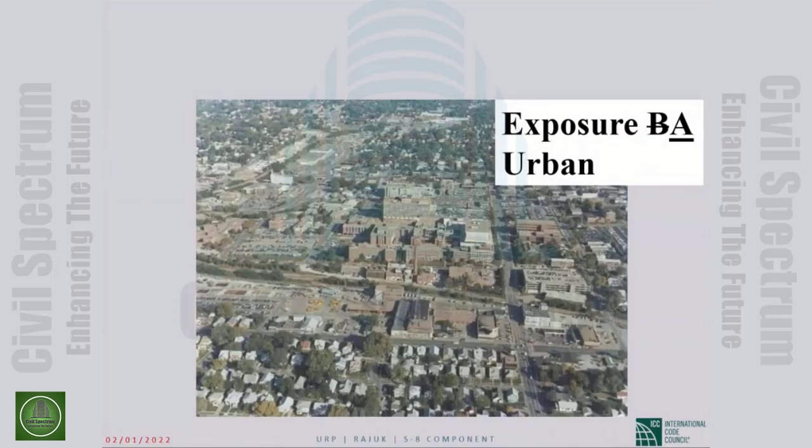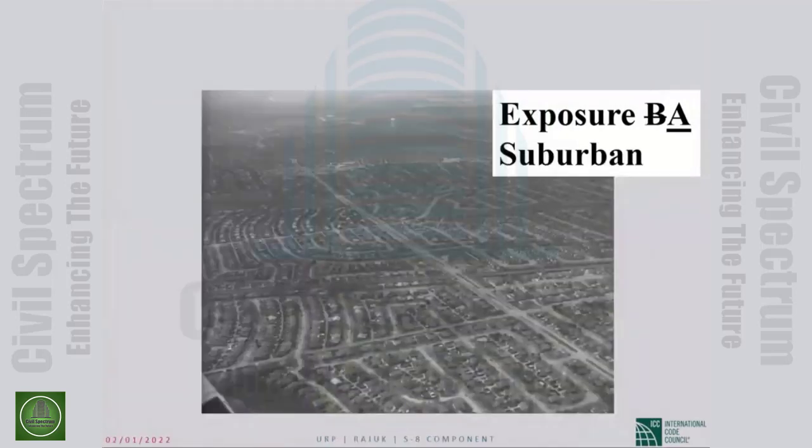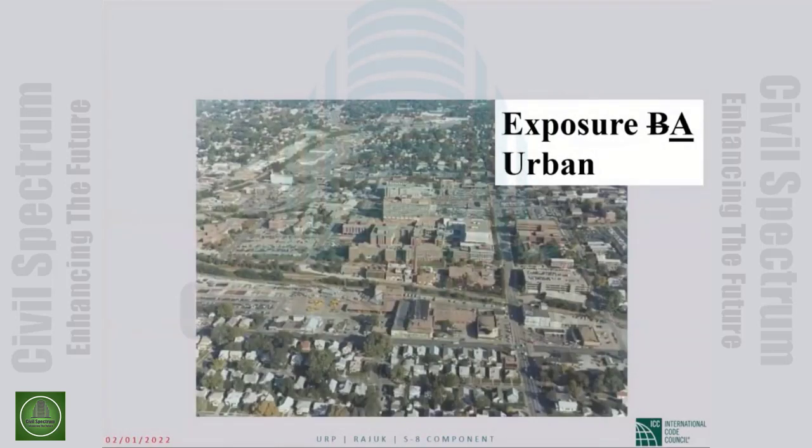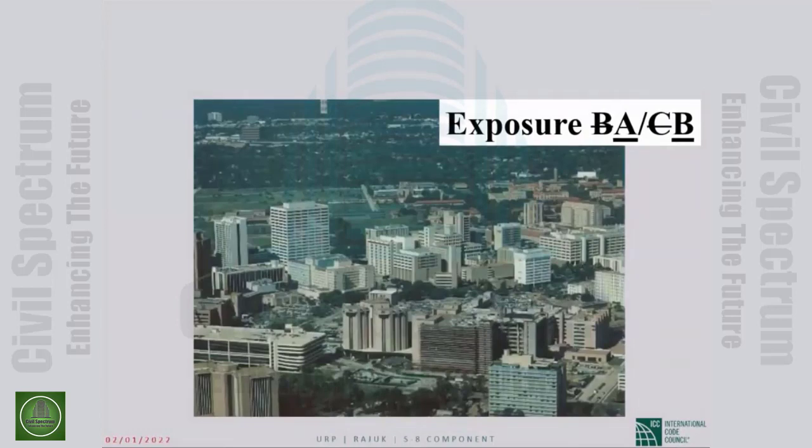This is suburban exposure A. This is urban exposure A. Remember, the previous A has been deleted. So urban, the center of large city, is now also exposure B or your exposure A. So this is suburban exposure A. This is urban exposure A. This is, so this has exposure A and exposure B.